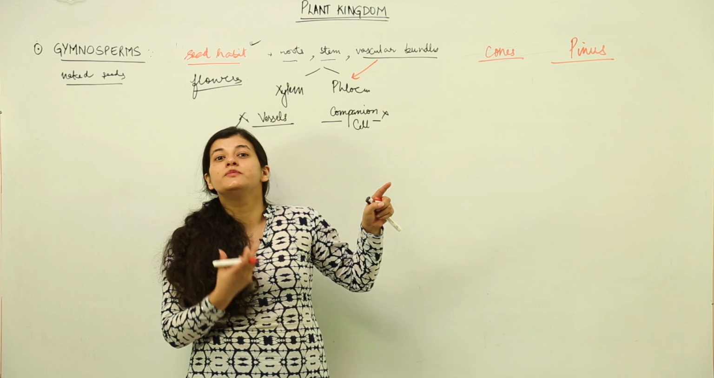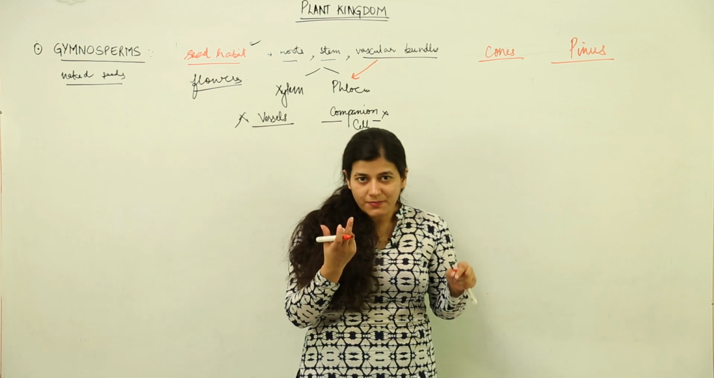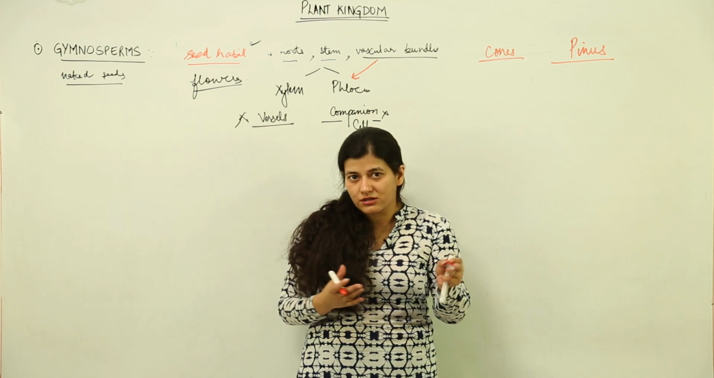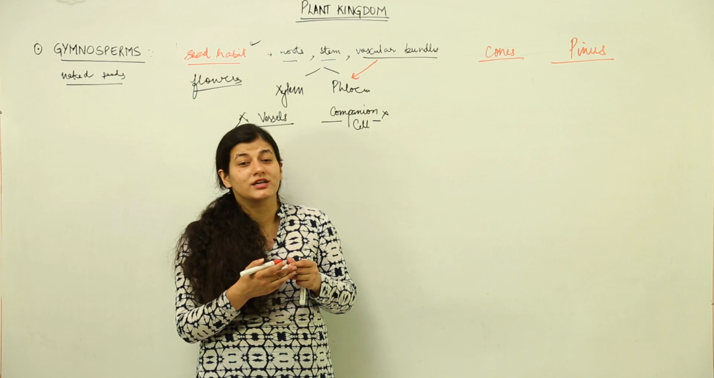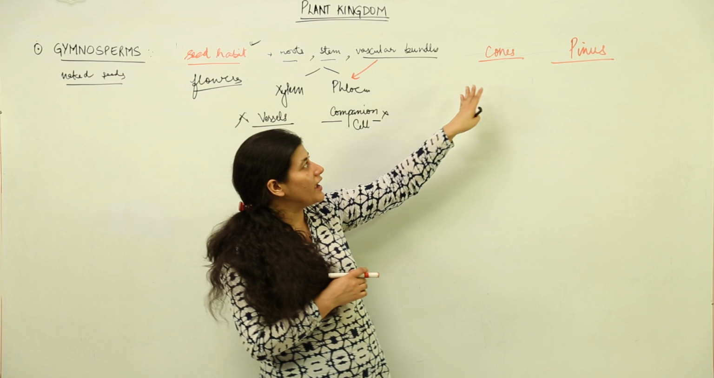Those are gymnosperm seeds that we consume. Chilgozas are one of the most expensive dry fruits, and India is an importer of that dry fruit. It comes from Afghanistan, if you might have heard. Those are extracted from the pinus cones.